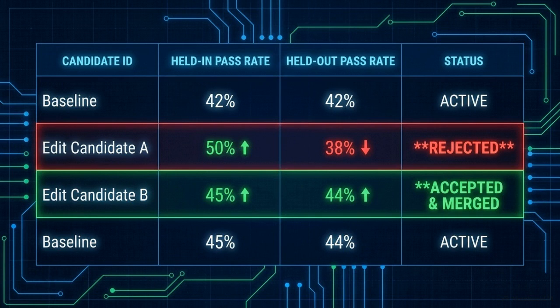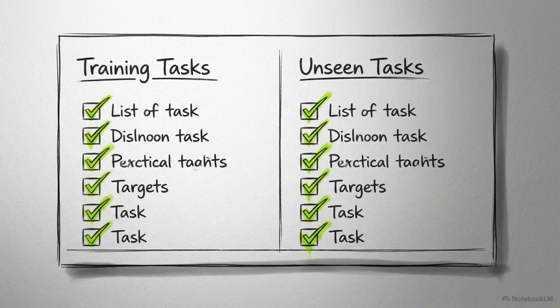The acceptance equation demands measurable progress. An edit is merged only if it increases the pass rate on one split without degrading the other. If a new rule patches a bug but drops performance on an unseen task, it is strictly rejected. This zero degradation regression gate forces the agent to learn generalized workflow optimizations. It prevents the model from simply memorizing the test set.